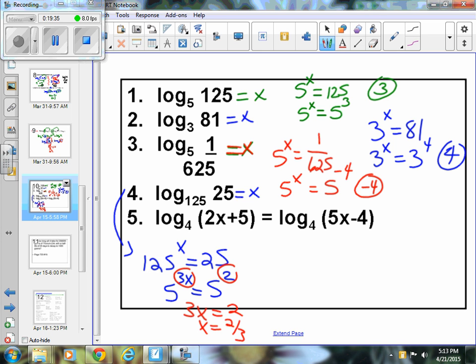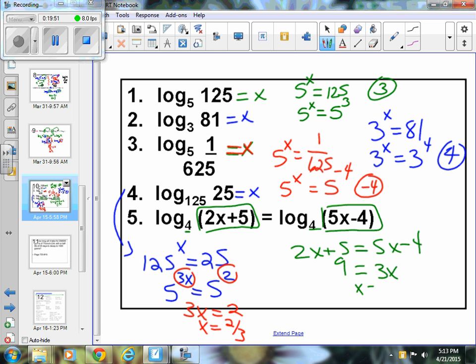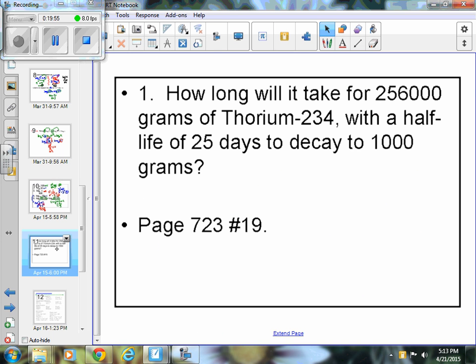Okay, the last one is just using the equality property. Number 5, the bases are already the same. There's no numbers out front, so I can just say, yep, the two inside expressions must be equal. So 2x plus 5 equals 5x minus 4, and solve for x. So x is on one side, numbers on the other, so x equals 3. So a really good application of those log properties.